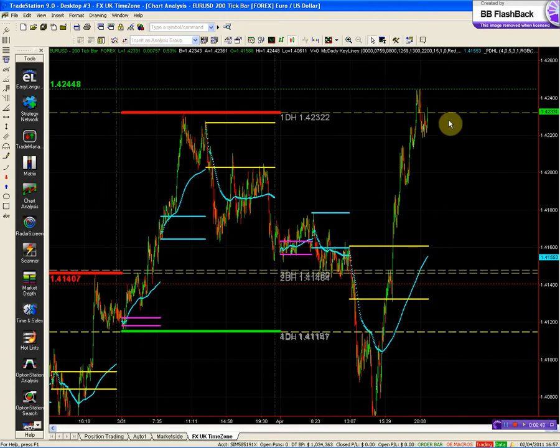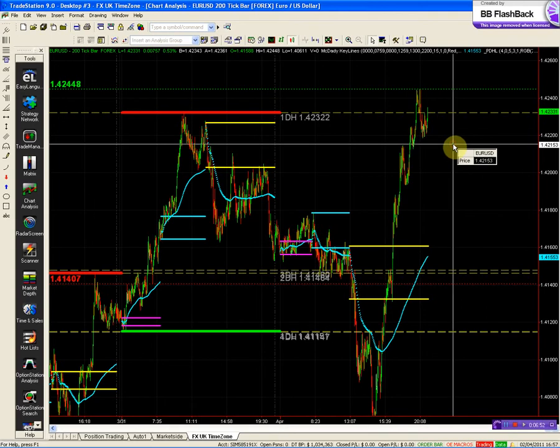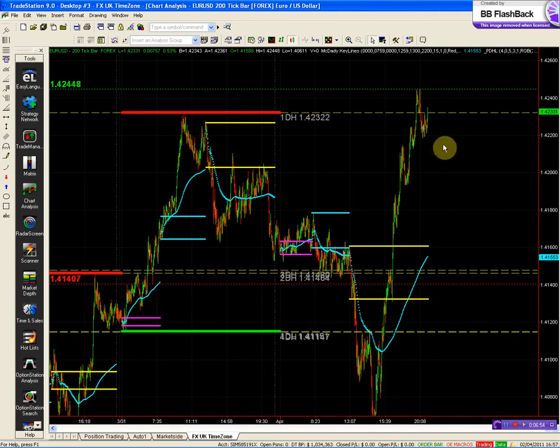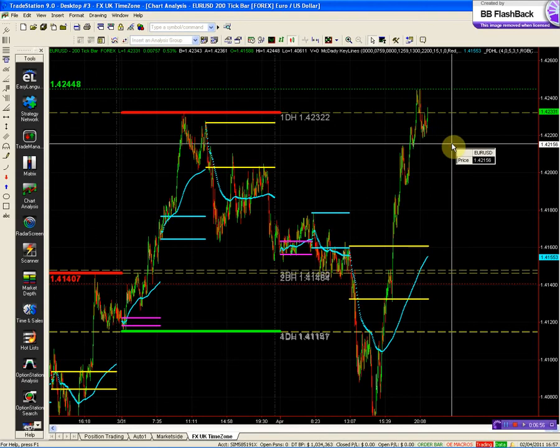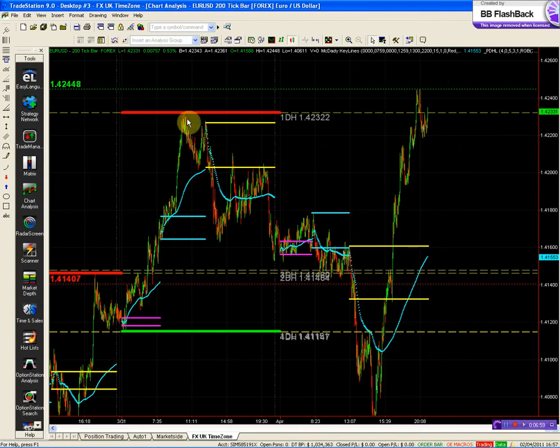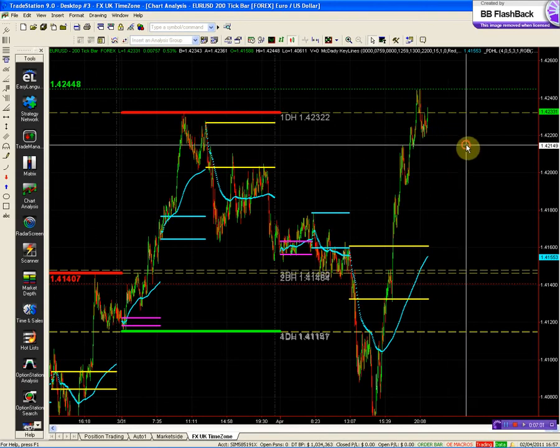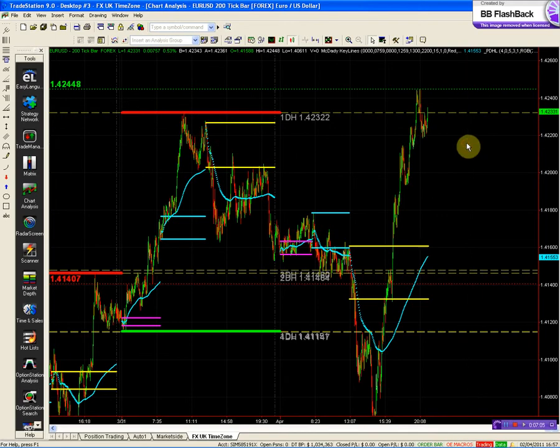So we're going long at the 142.44. We want our stop at 142.15, just to accommodate this low here, these two previous highs. 142.15 will do well for our long stop.